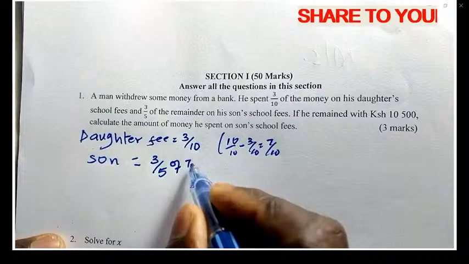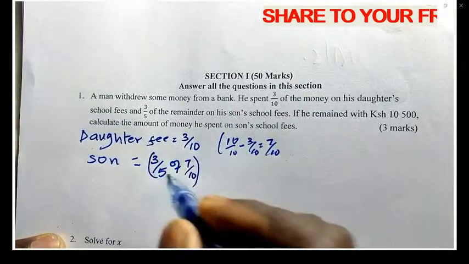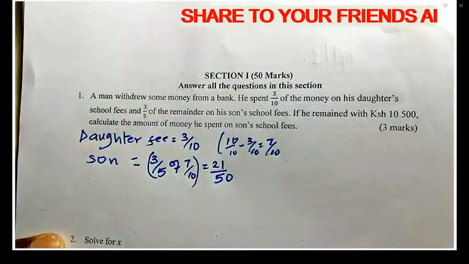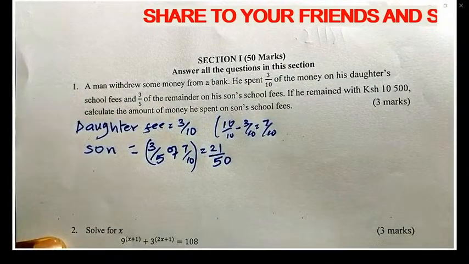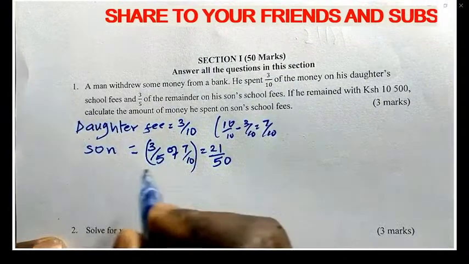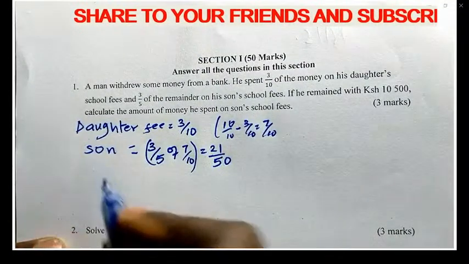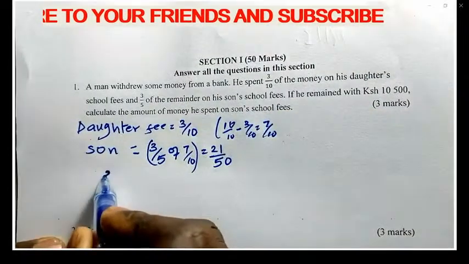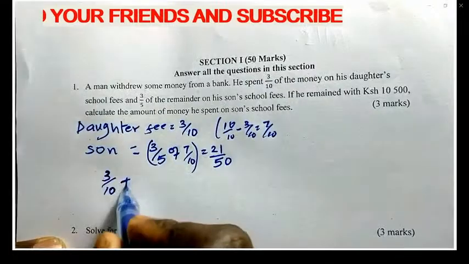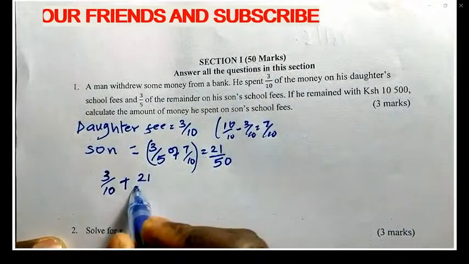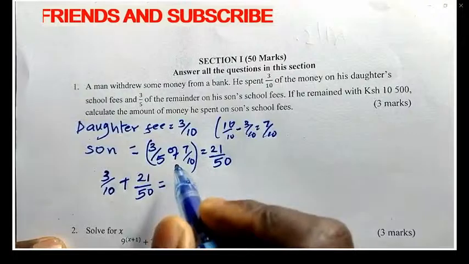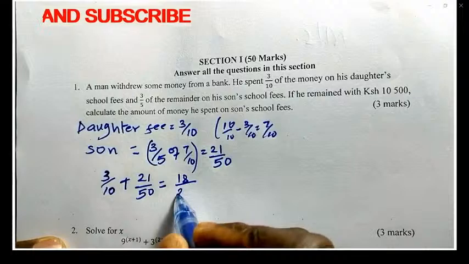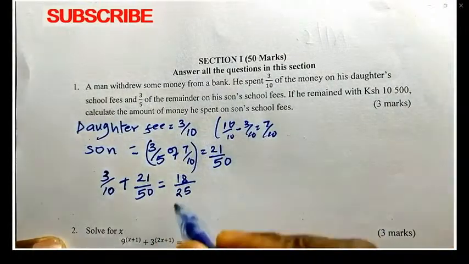So 3/5 of 7/10, this one is equal to 21/50. So school fees for the son is 21/50. So how do you get the remainder? What is remaining now after spending? Ukishaweka fee ya msichana, fee ya son ni ngapi nabaki? So ni 3/10 plus 21/50. Hii itatupea 18/25. Tumia calculator unapata 18/25.